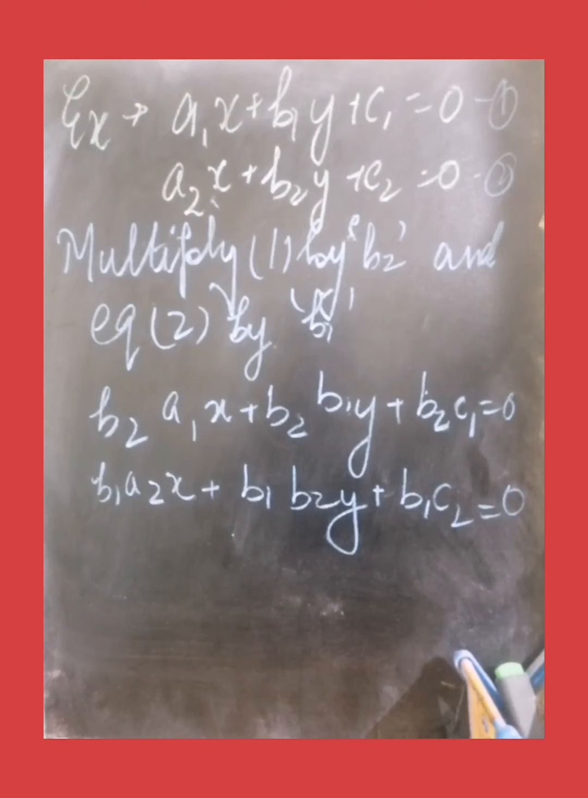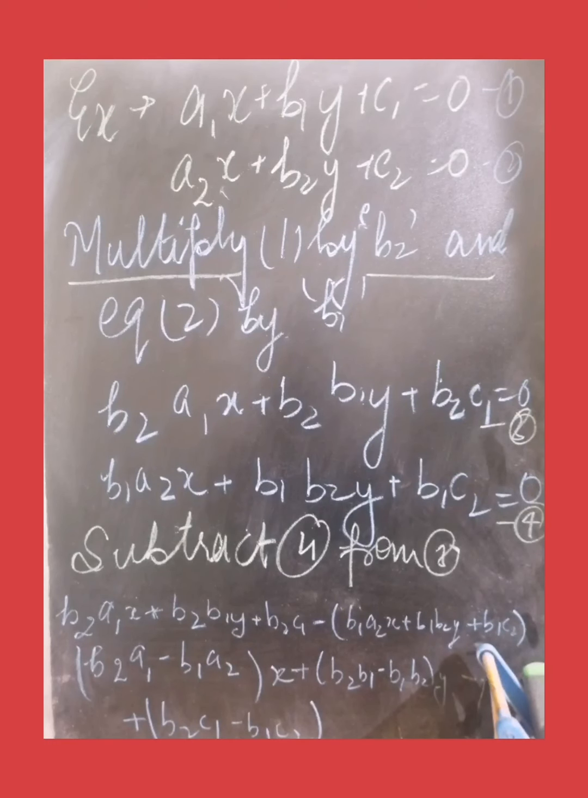Now firstly we have to multiply equation 1 by b2 and equation 2 by b1. Here I have multiplied: b2a1x + b2b1y + b2c1 = 0. Then the second is b1a2x + b1b2y + b1c2 = 0. Now subtract equation 4 from equation 3. So here you have b2a1x + b2b1y + b2c1 minus (b1a2x + b1b2y + b1c2).